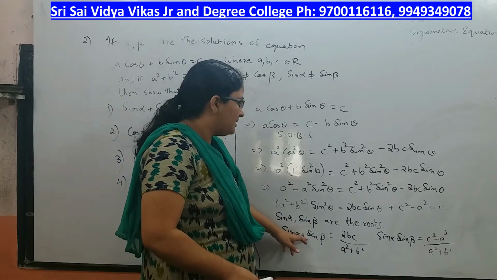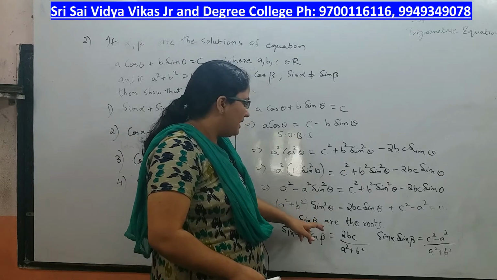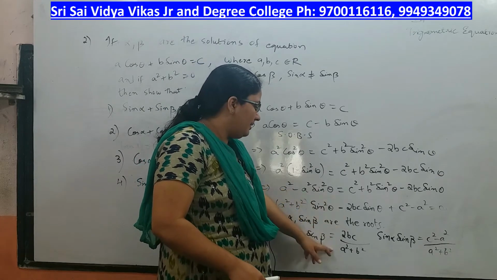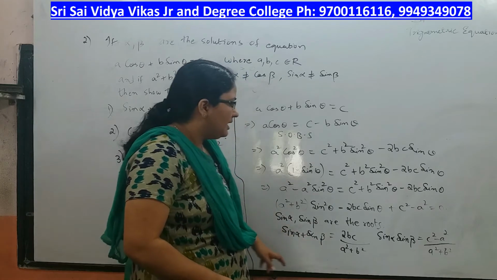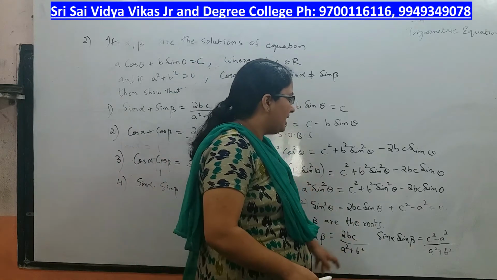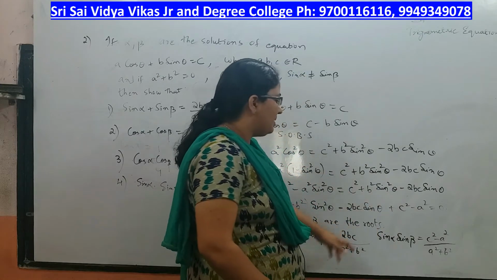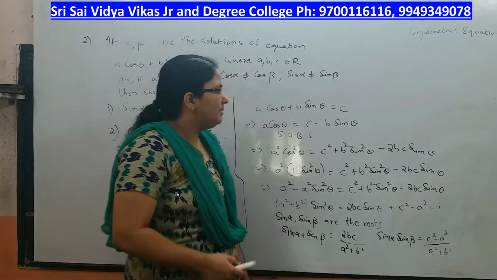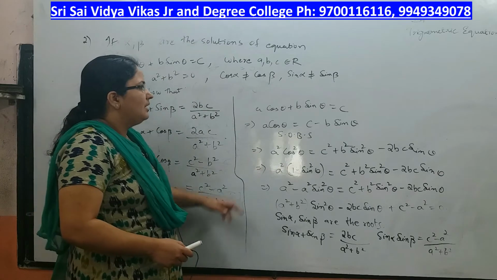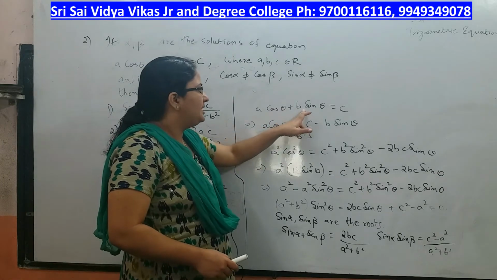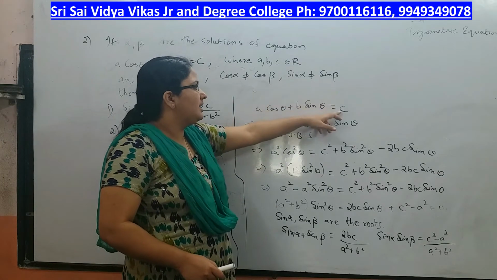Sum of roots: sin alpha plus sin beta is equal to minus b by a, that is 2bc by a square plus b square. Product of roots: sin alpha sin beta is c by a, that is c square minus a square by a square plus b square.